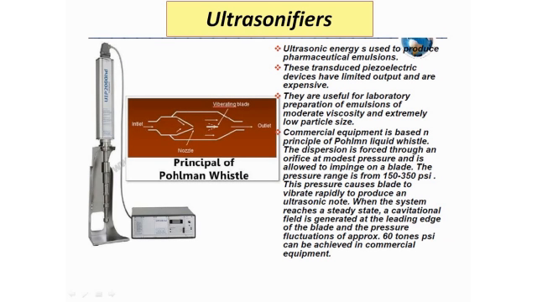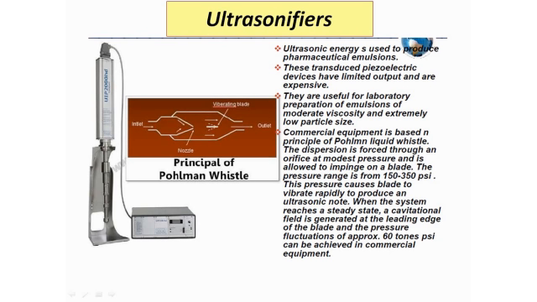ultrasonifiers, also known as the ultrasonification method. So ultrasonic energy is used to produce the pharmaceutical emulsion. But basically this type of instrument is used on the laboratory scale, right? They generally use a transducer, a piezoelectric device, and they have limited output and are very expensive, thus they are used mostly on the laboratory scale. So they are useful for laboratory preparation, and for commercial preparation they are used, but the design is different.